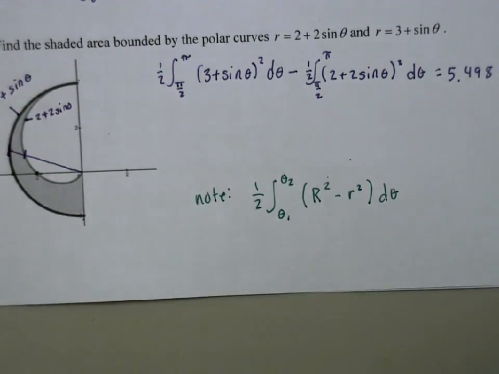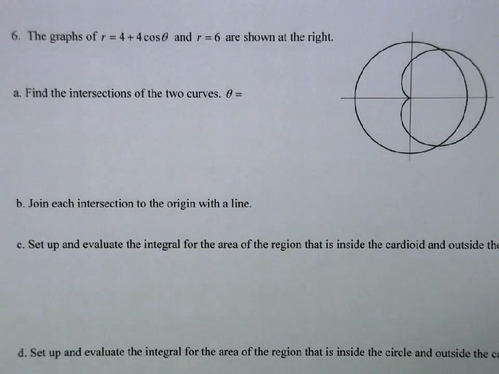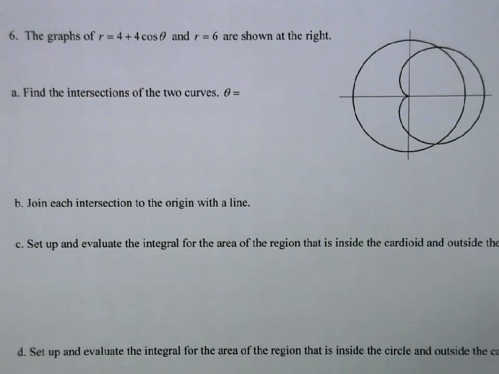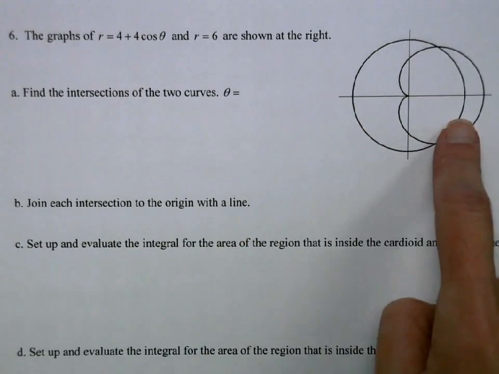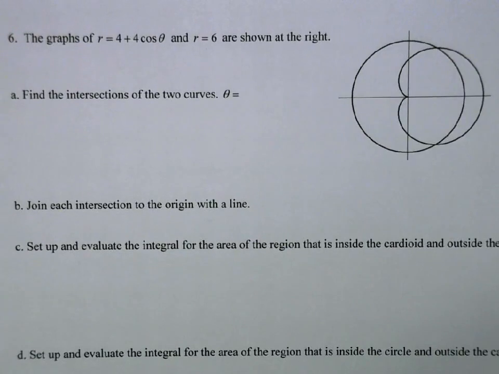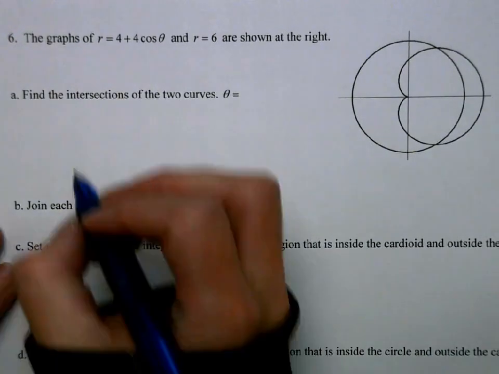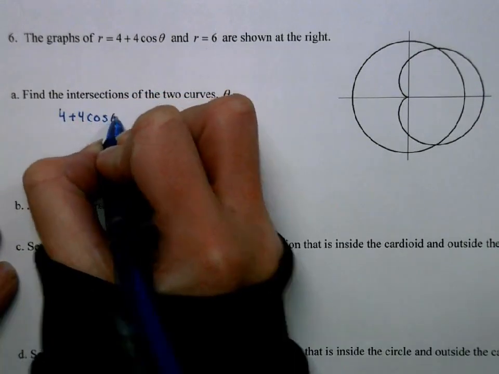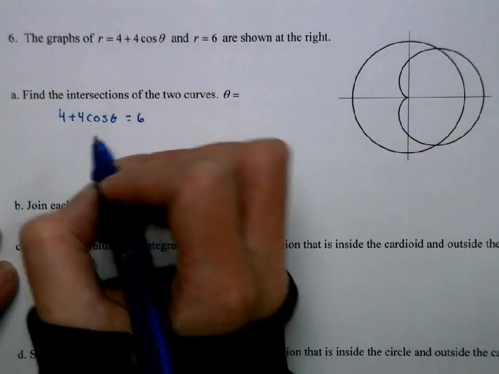Okay, so we've got the graphs of our cardioid, 4 plus 4 cosine theta, so that's going to be this guy, and a simple circle, r equals 6, which is this one. So first we're going to find the intersections of the two curves. So to do that, we'll just set the equations equal, and solve for theta.